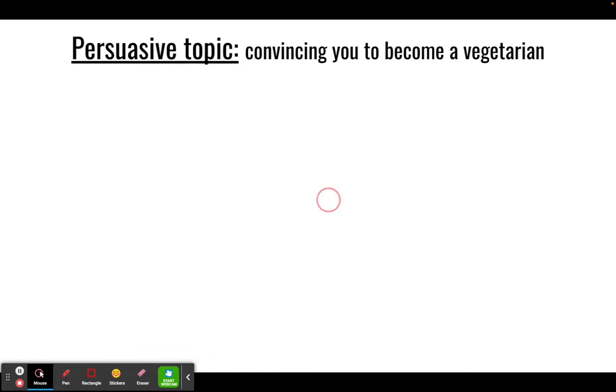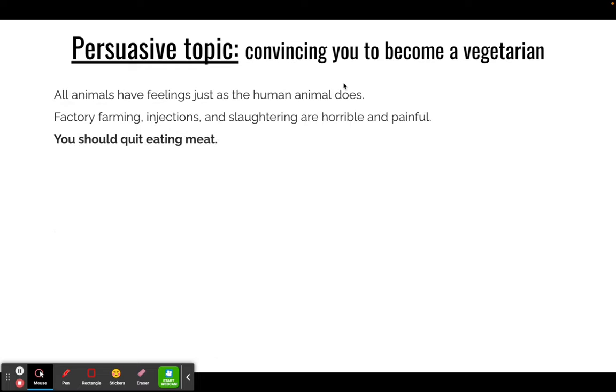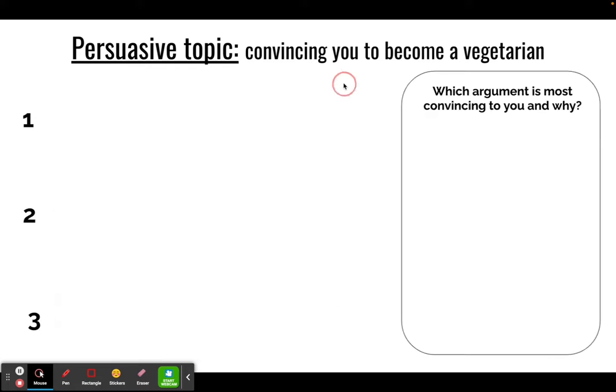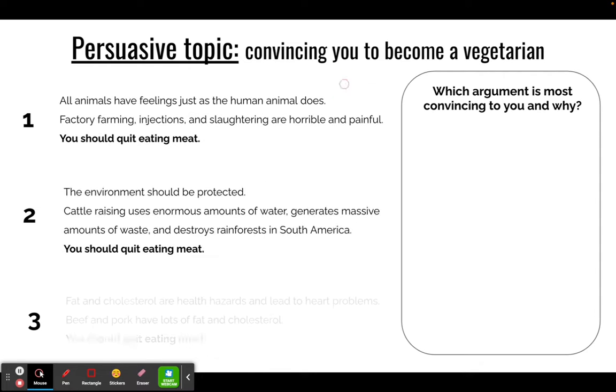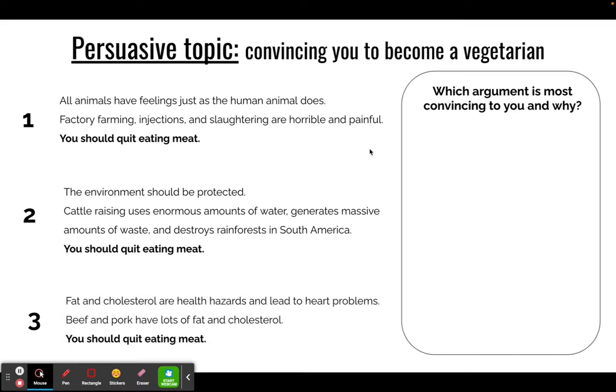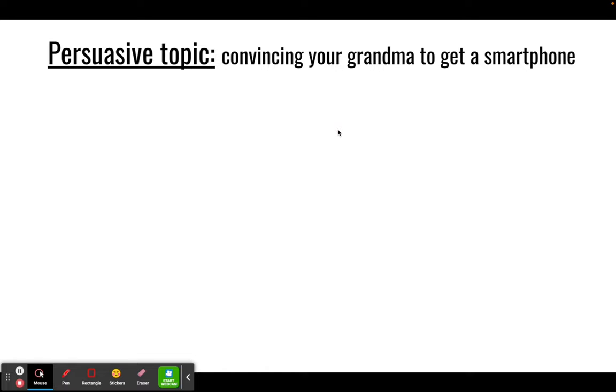Tuesday and Wednesday, we kind of recapped a little bit. And then we talked about these 3 scenarios: becoming a vegetarian, if this was a hypothetical, I was trying to convince you, and I gave you these 3 arguments, which one out of the 3 would be most convincing for you? So you tell me on this side which one and tell me why.